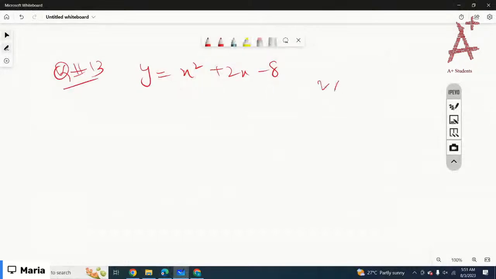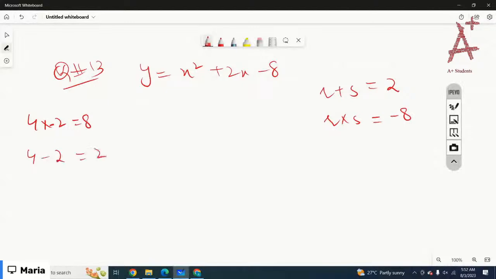You have to find two factors that when you add them make 2, and when you multiply them make negative 8, right? So what are the two factors? 4 times 2 makes 8, but you have to make negative 8. That means 4 times negative 2, and also 4 minus 2 makes 2, right? So the factors are x minus 2 and x plus 4.